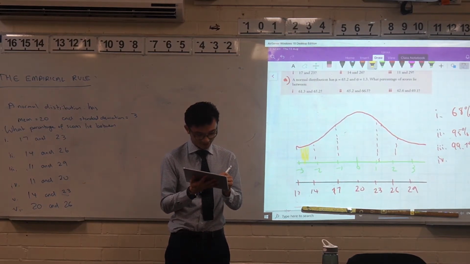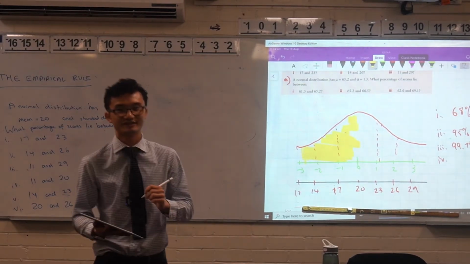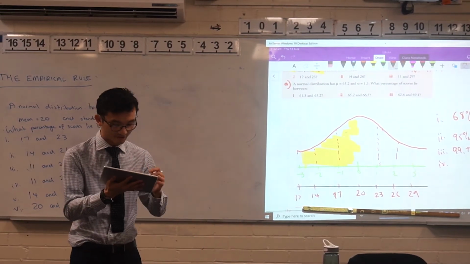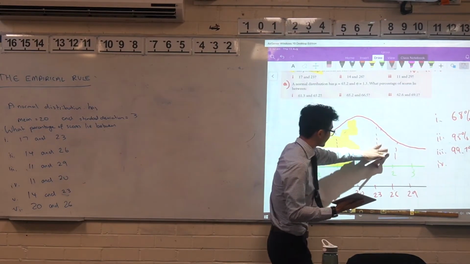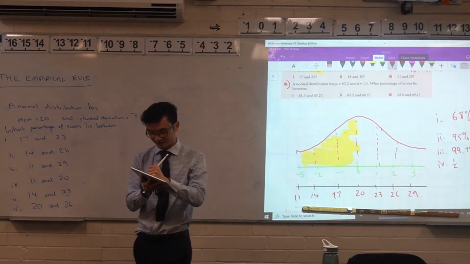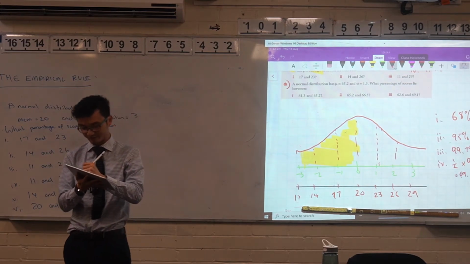So Blake, what are you thinking for this one? Half of 99.7%, well done. Because we know it's symmetrical, we can just halve this whole section, right? So that's half times 99.7%, and that was 49.85 from memory.